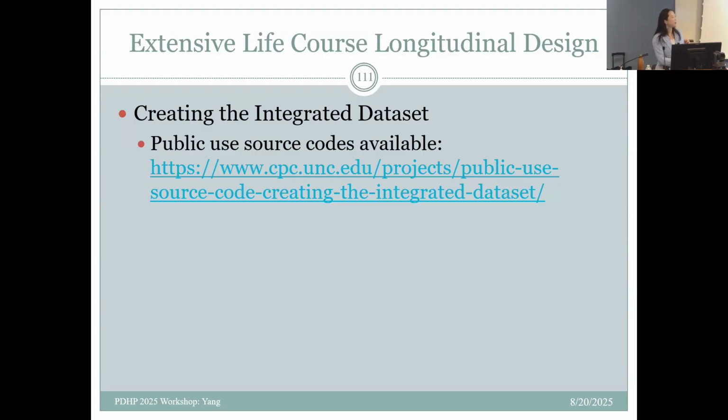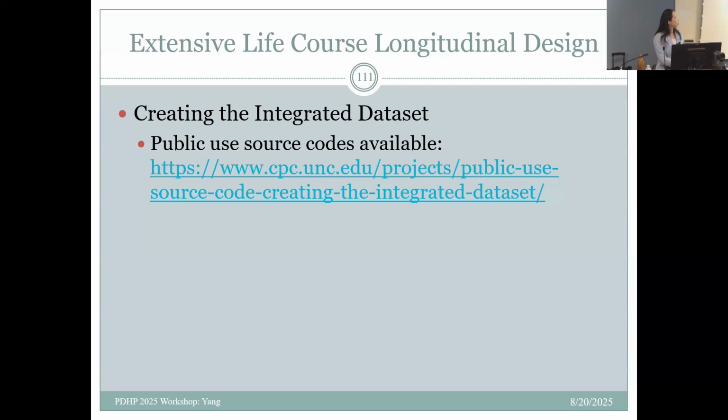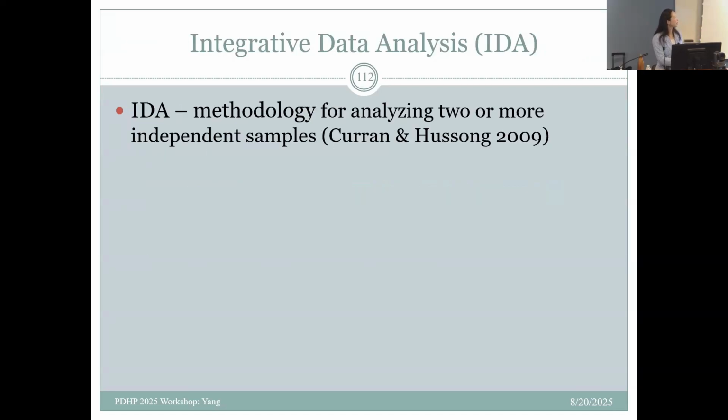And my team has, using an NIH grant recently, uploaded some public use source codes on the project website where you could put together these 4 data sets for any analysis you would like to do, for any variables that these data sets have. So I think it's a very useful resource for you to access if you are interested in this type of study.